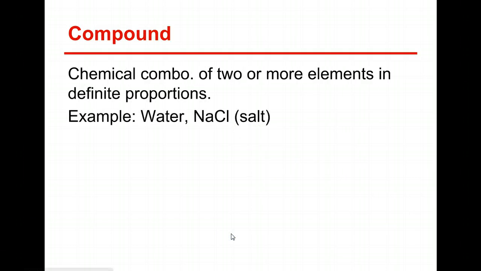All right, a compound is a chemical combination of 2 or more elements in definite proportions. Examples would be water, which is H2O, so 2 hydrogens and an oxygen. NaCl, table salt, sodium and chlorine. Okay, this is a compound. A compound is always 2 or more elements. So something like O2 would not be a compound. That's an element. It's all the same kind of thing.